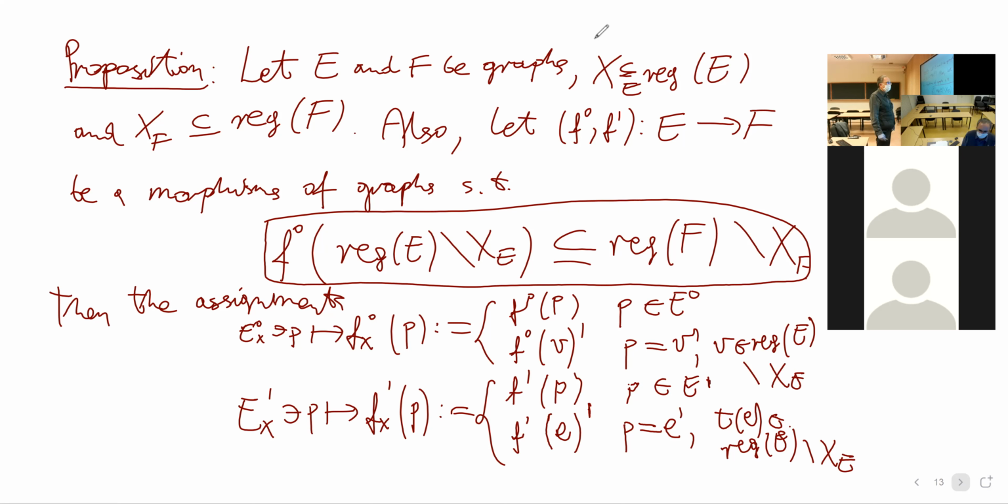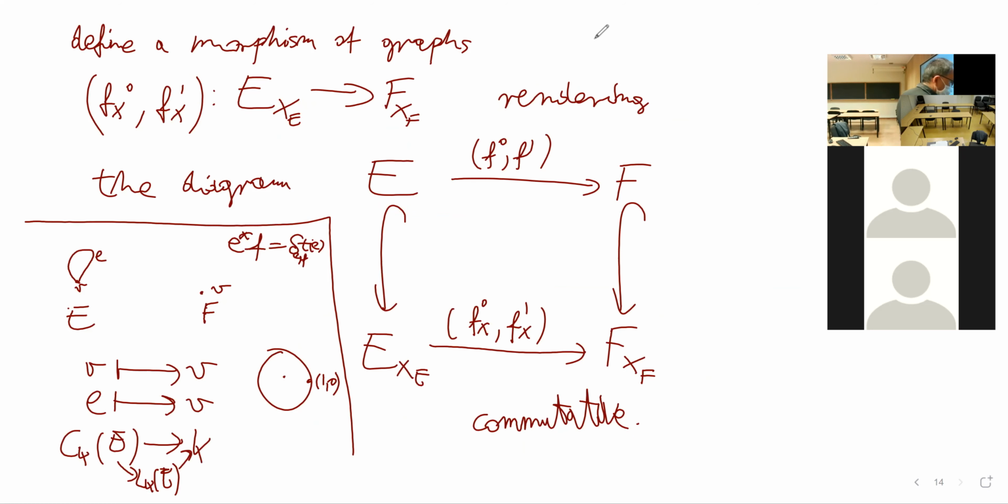It doesn't make sense. Of course, when you take X_E to be all regulars and X_F to be all regulars, f^0 of the empty set is the empty set. So this condition is vacuous. But it is interesting when X_E and X_F are empty sets. And if you look into this example, which I just gave you, well, v is a regular vertex in E because it emits one edge, but it is not a regular vertex in F because it's a sink. Okay, so you violate this condition.